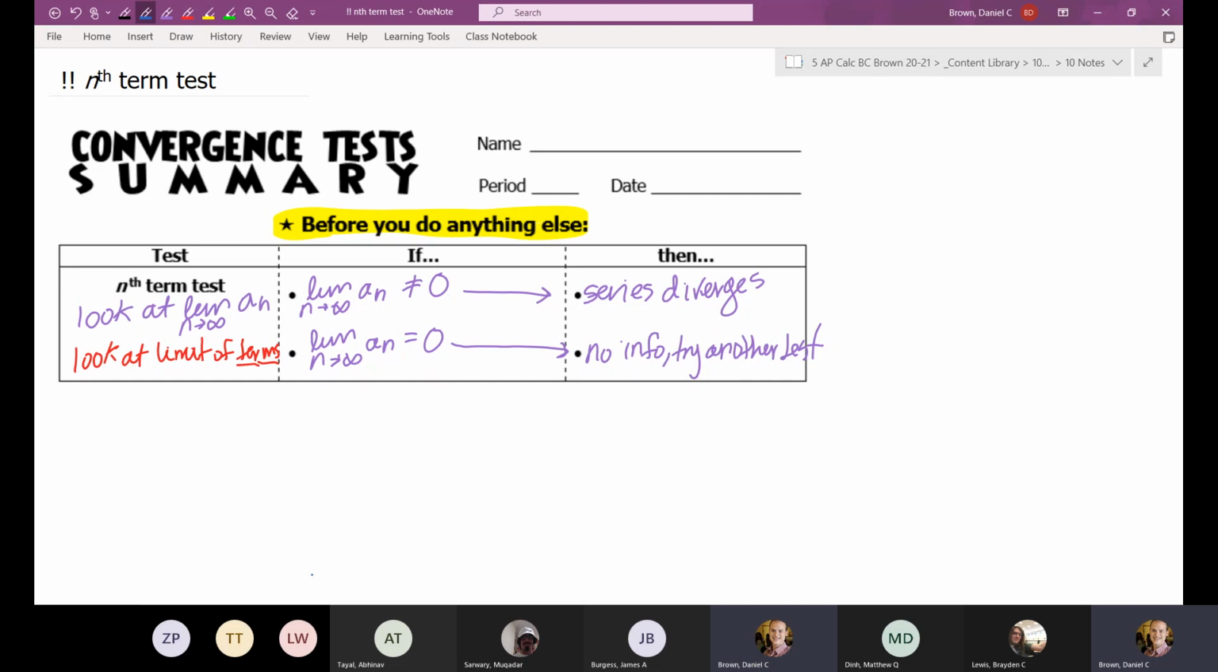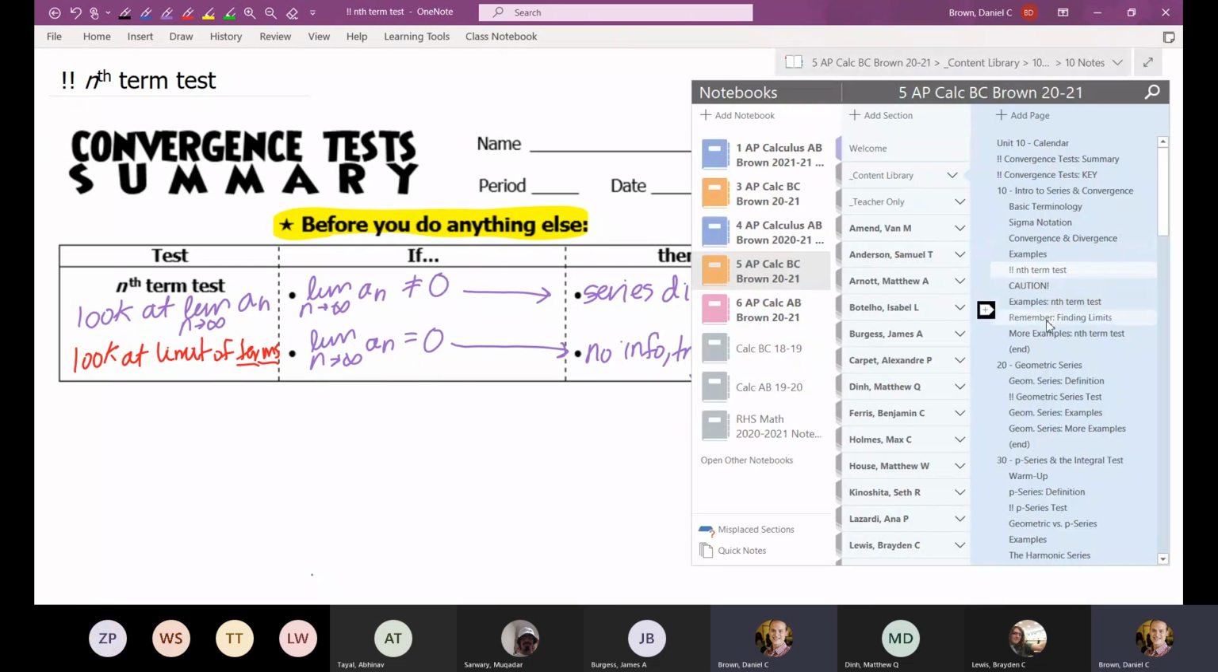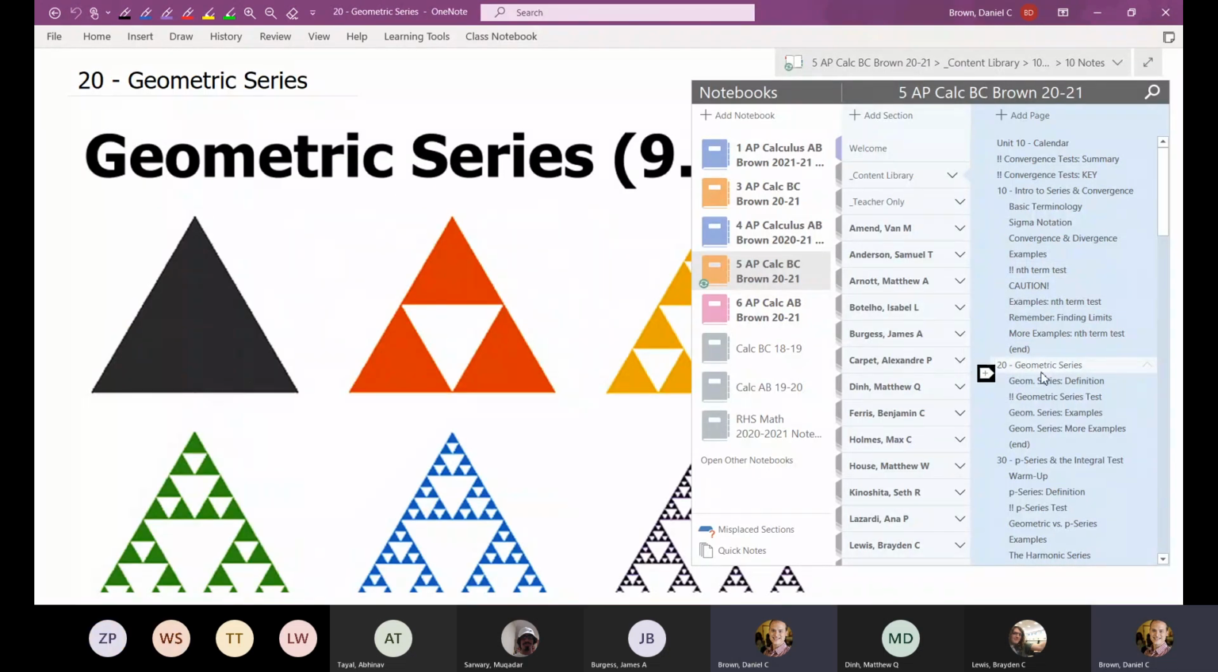So today we are going to look at two series. We're going to look at what's called the geometric series and then the p-series, which will be an option that we could use to determine convergence or divergence if we get no information from the nth term test. So again, today's notes, we're going to start off with the geometric series.